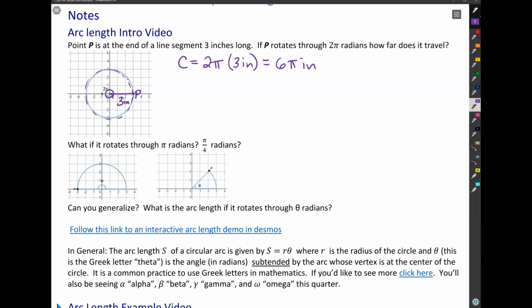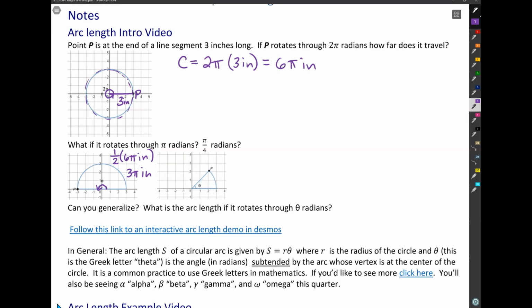So then we can break it down a little and say, okay, well, what if it only travels through pi radians, which is halfway around the circle? And really, I would just think about that and say, okay, well, if the entire circle has arc length 6 pi inches, then half the circle will be half of 6 pi inches, which is 3 pi inches.